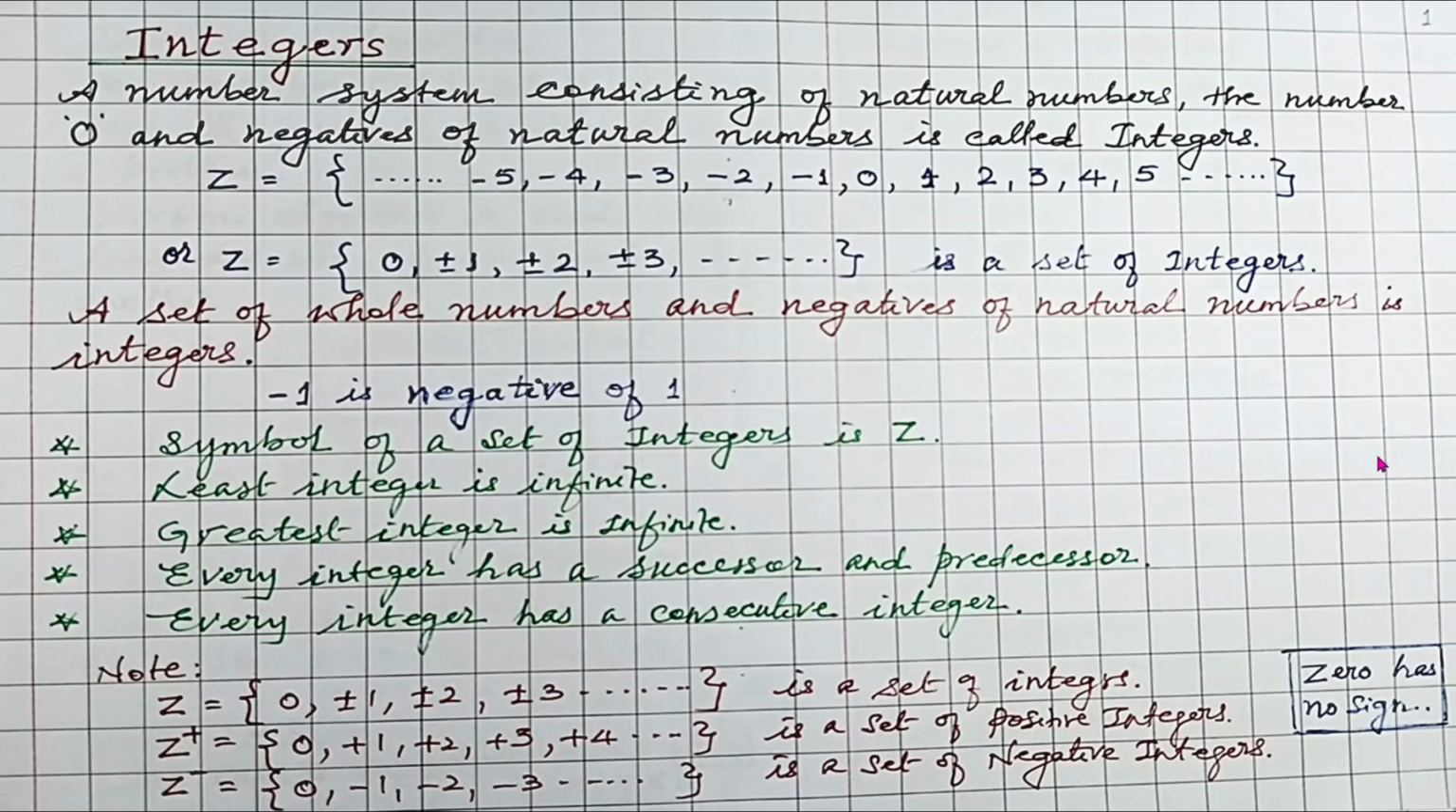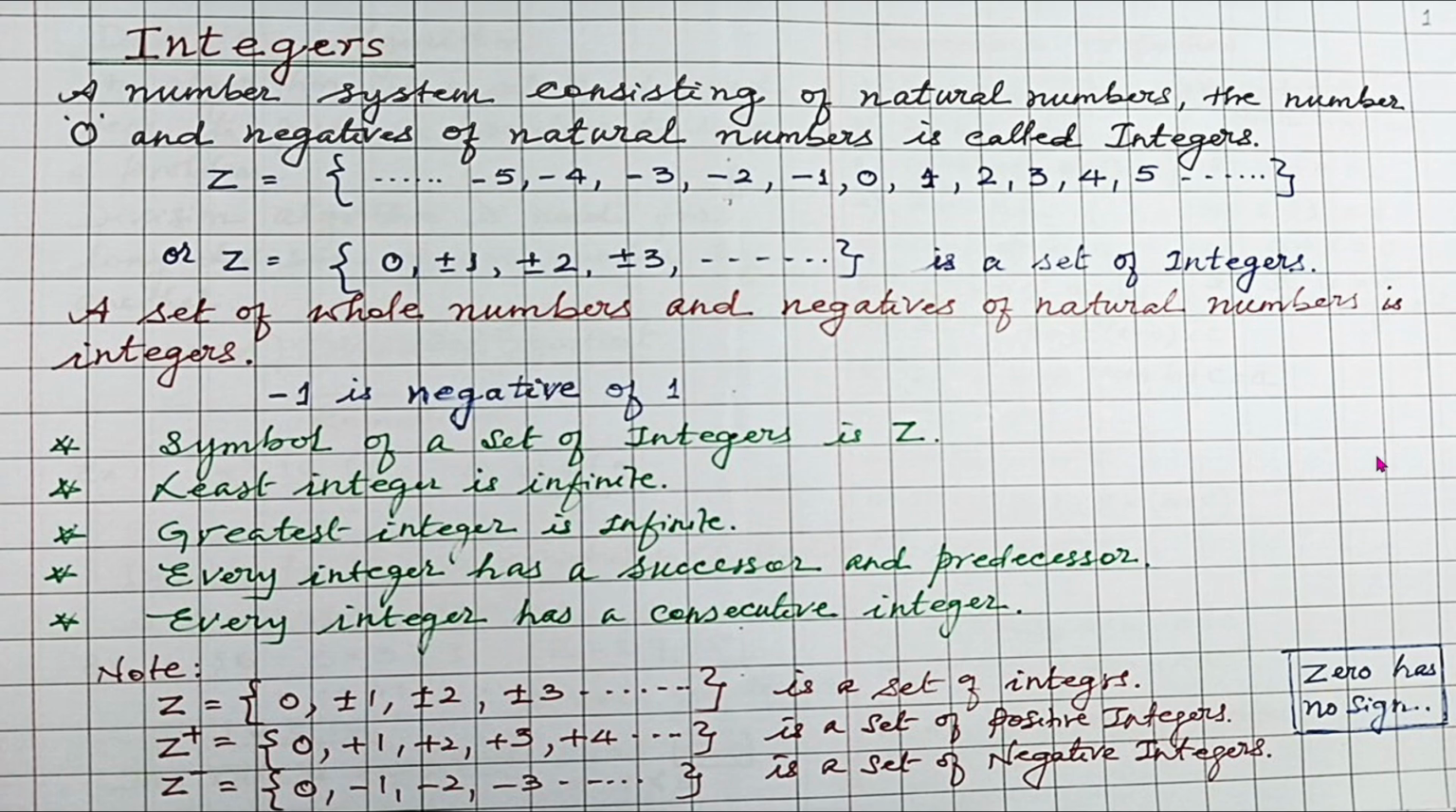In this learning session, we will be learning about integers. Now, what are integers? A number system consisting of natural numbers, the number 0, and negatives of natural numbers is called a set of integers. And a set of integers can be represented by using the symbol Z and enclosing the numbers belonging to Z within the braces.